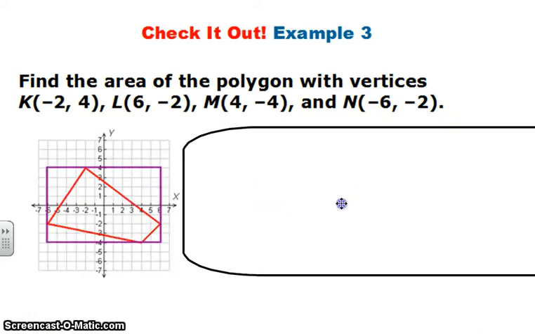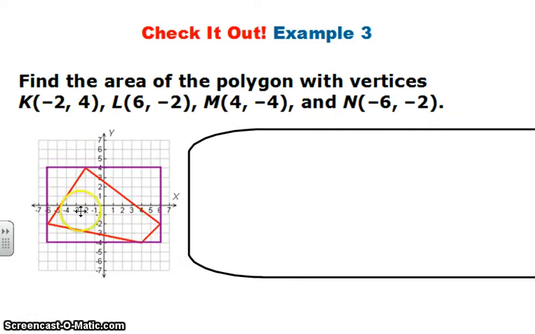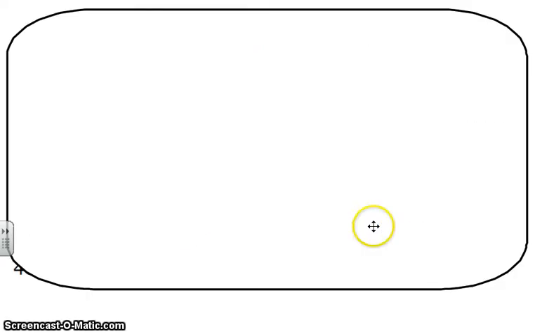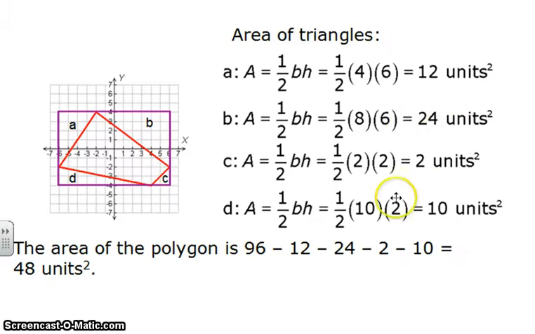Okay, the key here has drawn the polygon as you see, and enclosed it in a rectangle. So this rectangle goes from negative 6 all the way to positive 6, so we have 12 by 8, 12 times 8, 96, right? So 96 units squared, and then we have 1, 2, 3, 4 triangles to subtract. So the triangles were found, and when you subtract, we end up with 48 units squared.